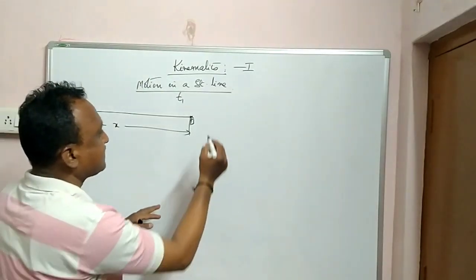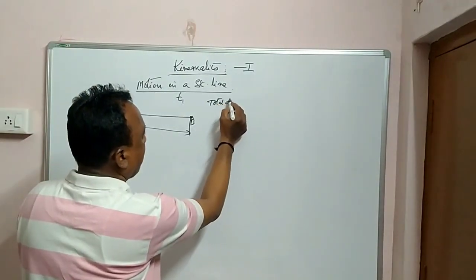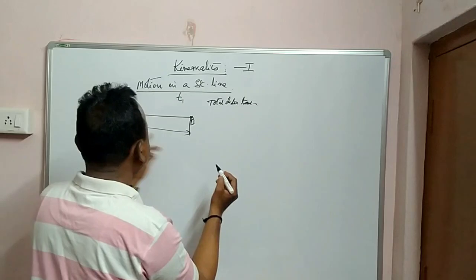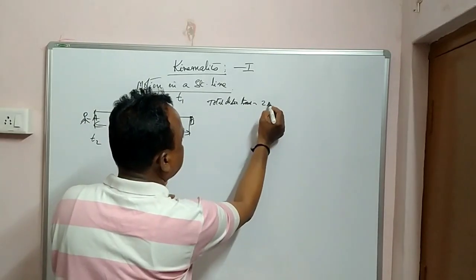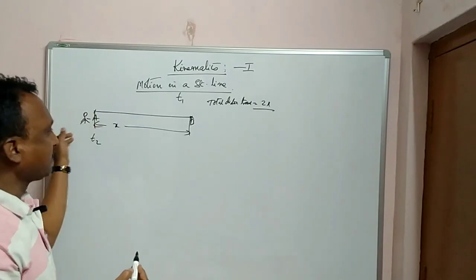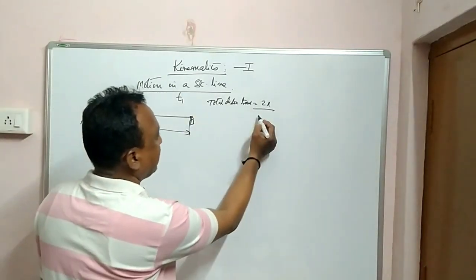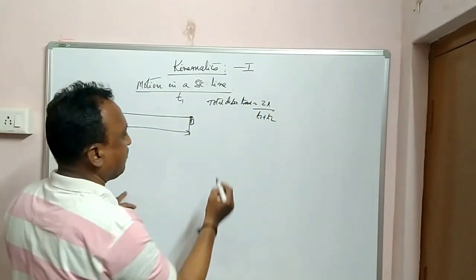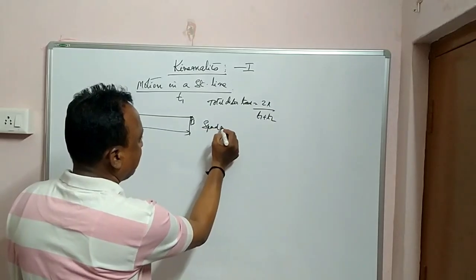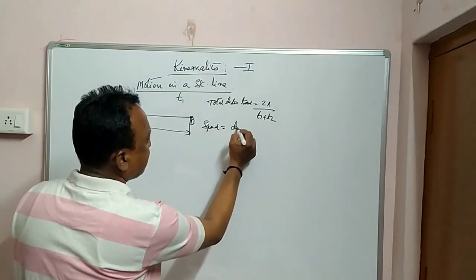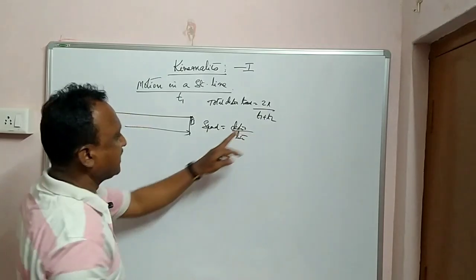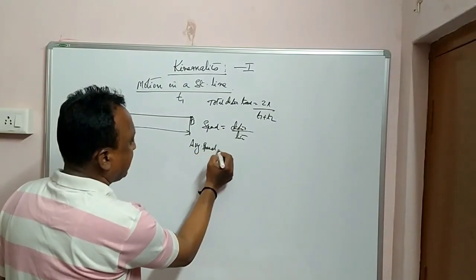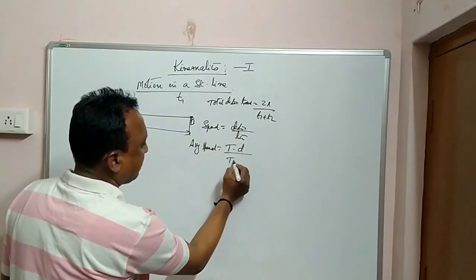Now what is the total distance travelled? Total distance travelled is equal to x plus x, AB plus BA, that is 2x. What is the total time taken from A to B and B to A? t1 plus t2. So, total distance by total time. What is speed? Distance by time, or distance is equal to speed into time. Now, what is average speed here? Average speed is nothing but total distance by total time.